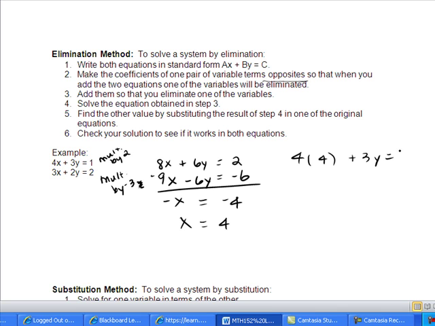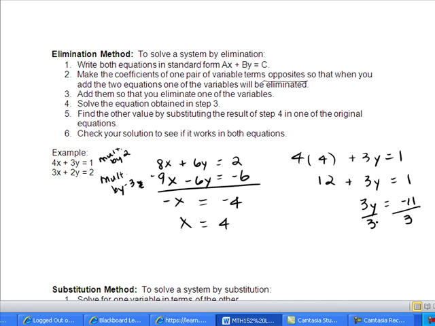I bet you were sitting there saying, "Can't you see it? I see what's wrong." Okay. So now we subtract 16. You get 3y equals -15 and divide by 3. And so y is -5. So we get the ordered pair 4, -5.